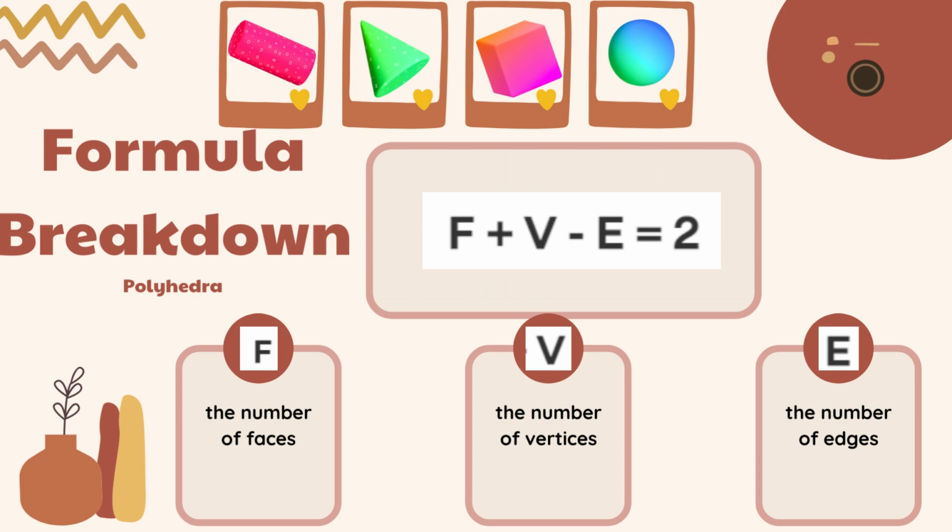Euler's formula for polyhedra tells us that the number of vertices and faces together is exactly 2 more than the number of edges. Euler's formula is F plus V minus E equals 2, where F represents the number of faces, V represents the number of vertices, and E represents the number of edges.